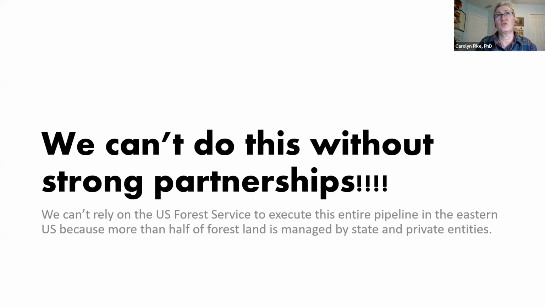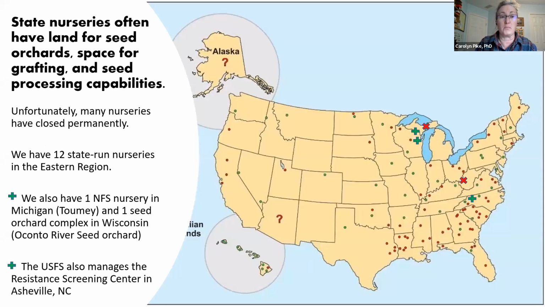Most importantly, though, for you folks who are on this webinar, we cannot do this without partnerships. You cannot rely on the Forest Service to execute this entire pipeline in the eastern US, because more than half of our forest land is managed by state and private entities. So we need your help. One of the best partners, and the folks that I work with mostly in my job with RINGER, is the state nurseries. They often have land for seed orchards. They often have space for grafting, and many of them have seed plants so they can process seeds. Some of them even have greenhouses, and most of them have shade houses.